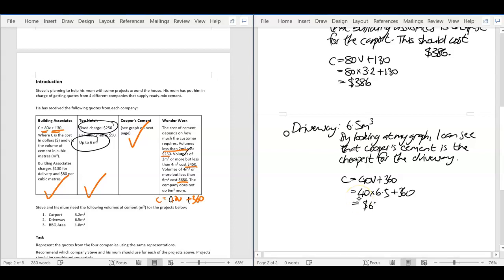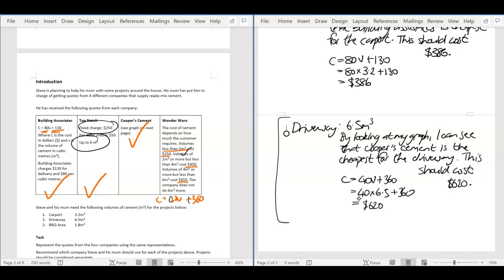And when we pop that into our calculator, you should get $620. So we're going to state here, this should cost $620. So just to note, if you can do one of these successfully, you get the communication tick for achieved, and you should get the substitution tick for achieved as well. So there's a lot riding on these recommendations.